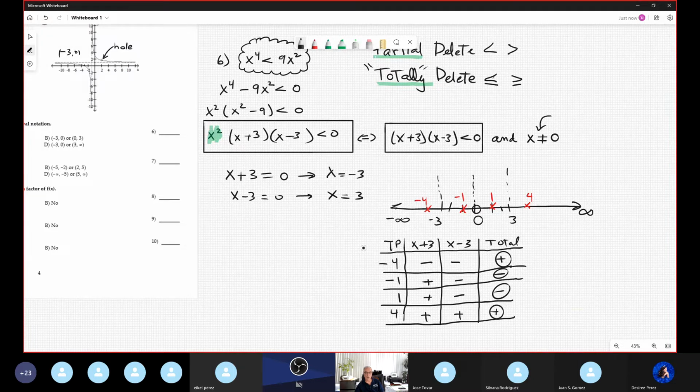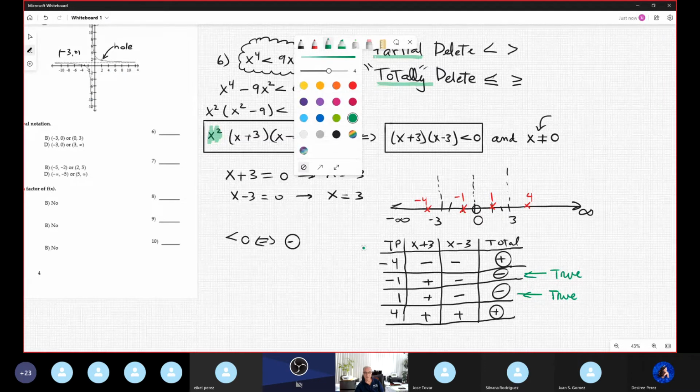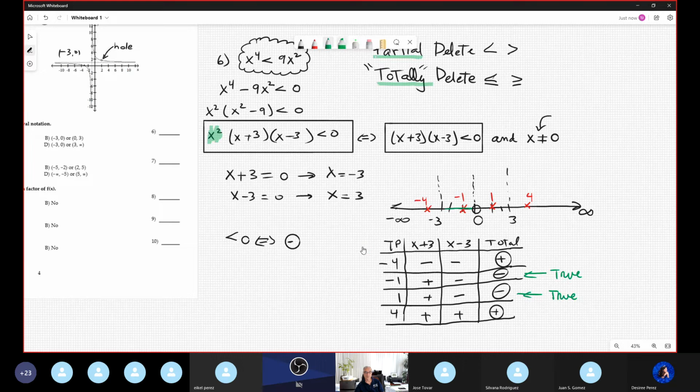Okay, I come back to the original. It's less than. To be less than is equivalent to saying negative. And the true negative is this and this. This is negative, true. And this is negative, true. The rest is false, completely outside the solution. Now I highlight this interval and this interval.